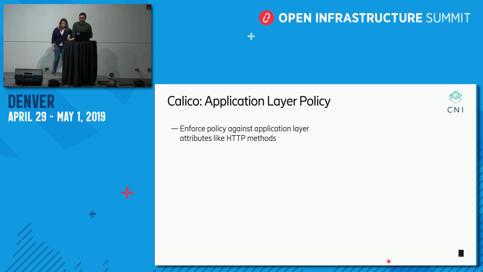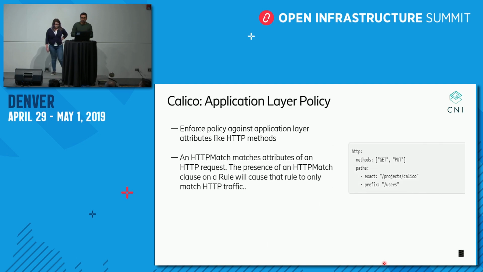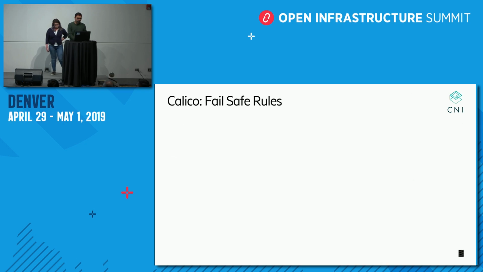Calico also has support for application layer policies. Application layer policy is enforced against the application layer, which has attributes for HTTP methods. So you have an example, and you can provide endpoints in this endpoints project slash Calico, and you could apply those policies to HTTP endpoints as well. The HTTP match has attributes of an HTTP request, and the presence of an HTTP match clause on a rule will cause that rule to only match HTTP traffic. Support for application layer policy is not enabled by default in Calico installs, since it requires extra CPU and memory resources to operate. So you'll have to enable it additionally on top of this.